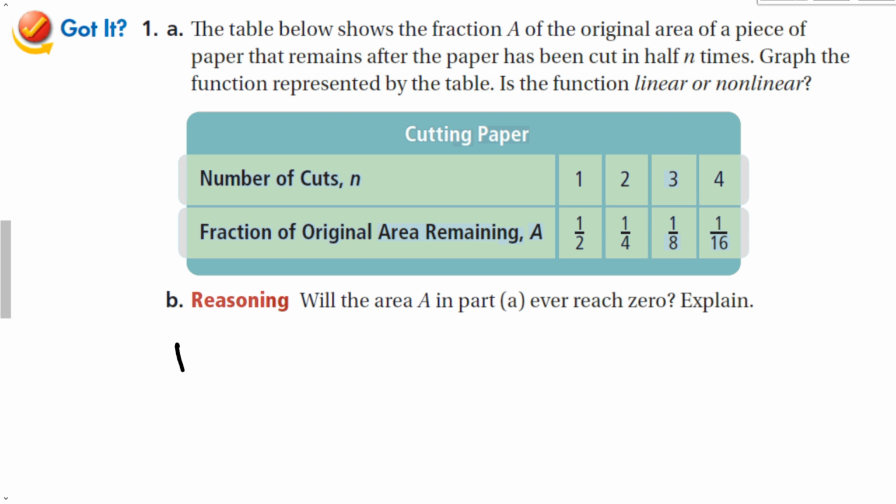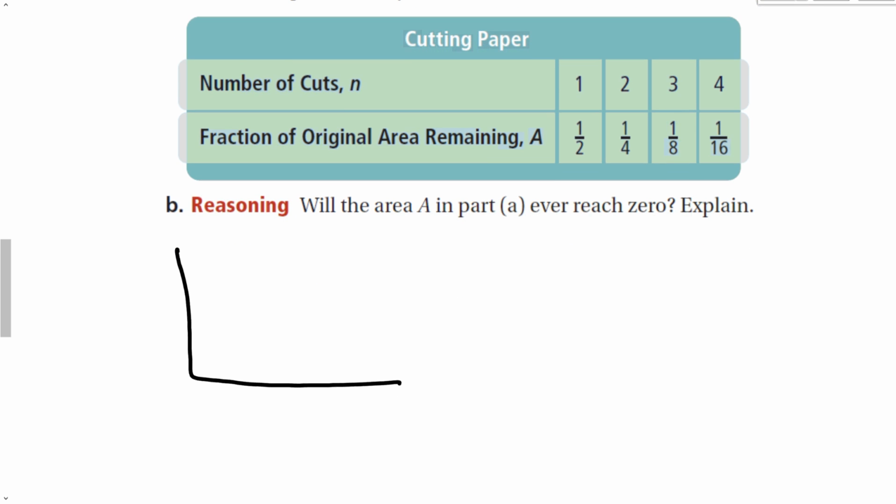If I wanted to graph this, I would have 1, 2, 3, 4 cuts, and my area, let's just call that 1. That's going to be 1/2, right? 1/4. So you can see that we start at 1, then a half, then a quarter, then half of that, then half of that, and then so on. And you can see we get a nice curve that eventually gets flatter and flatter and flatter.